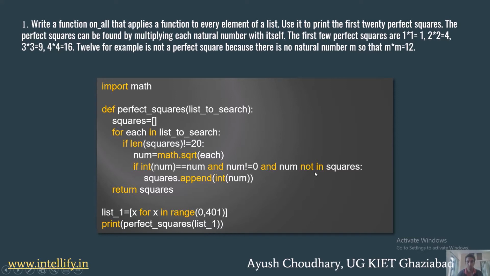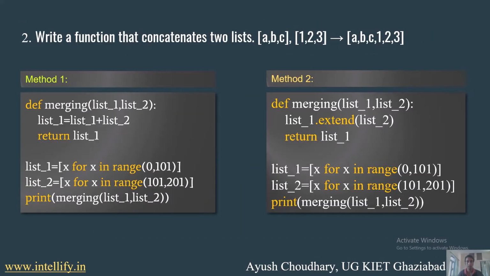Otherwise it is not a perfect square, and we are ensuring that there are no duplicates in the squares list. We are doing it here and excluding the zero element. Finally, we return the list with the square roots of all the perfect squares.